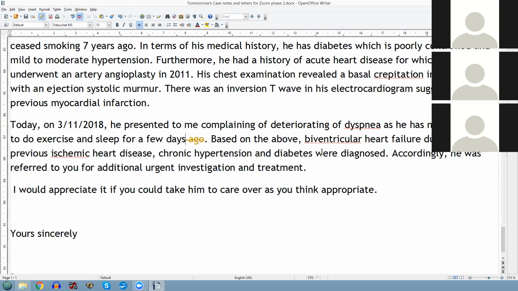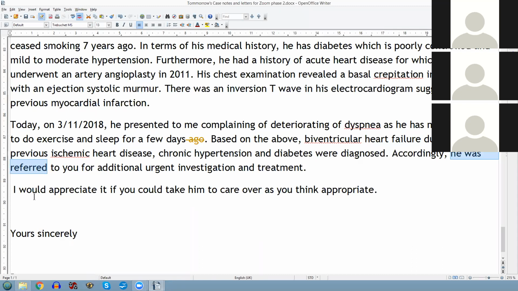Based on the above, was diagnosed. Currently, he was referred. Well, he wasn't referred to the reader. You are referring him now. Yeah. So we can't use simple past in passive because you are referring him to the reader of this letter now by writing. So we can't use that.